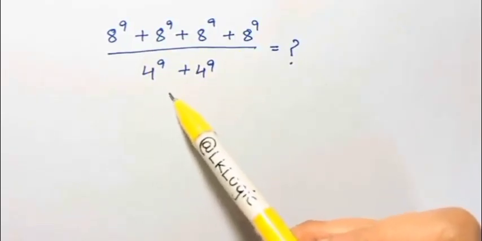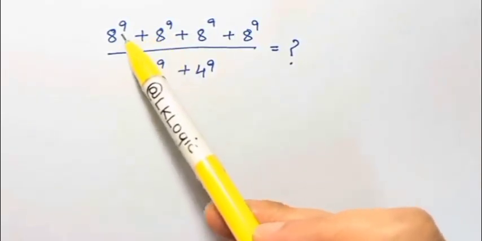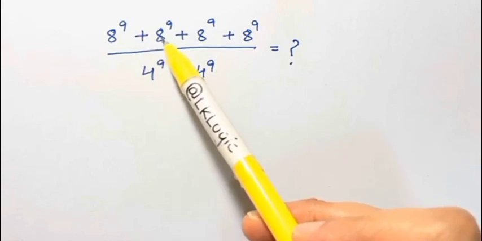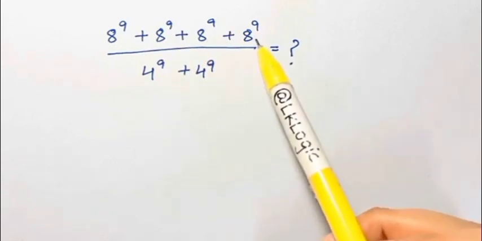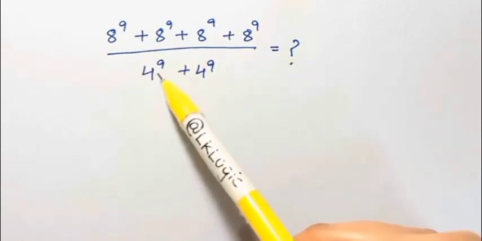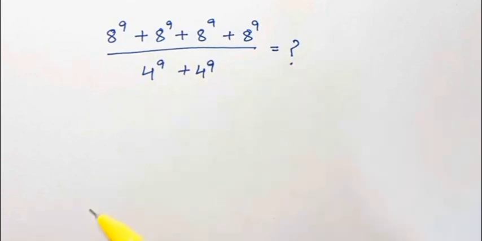Nice exponential problem for you all, which is 8 to the 9 plus 8 raised to 9 plus 8 raised to 9 plus 8 raised to 9, over 4 raised to 9 plus 4 raised to 9, equals what?